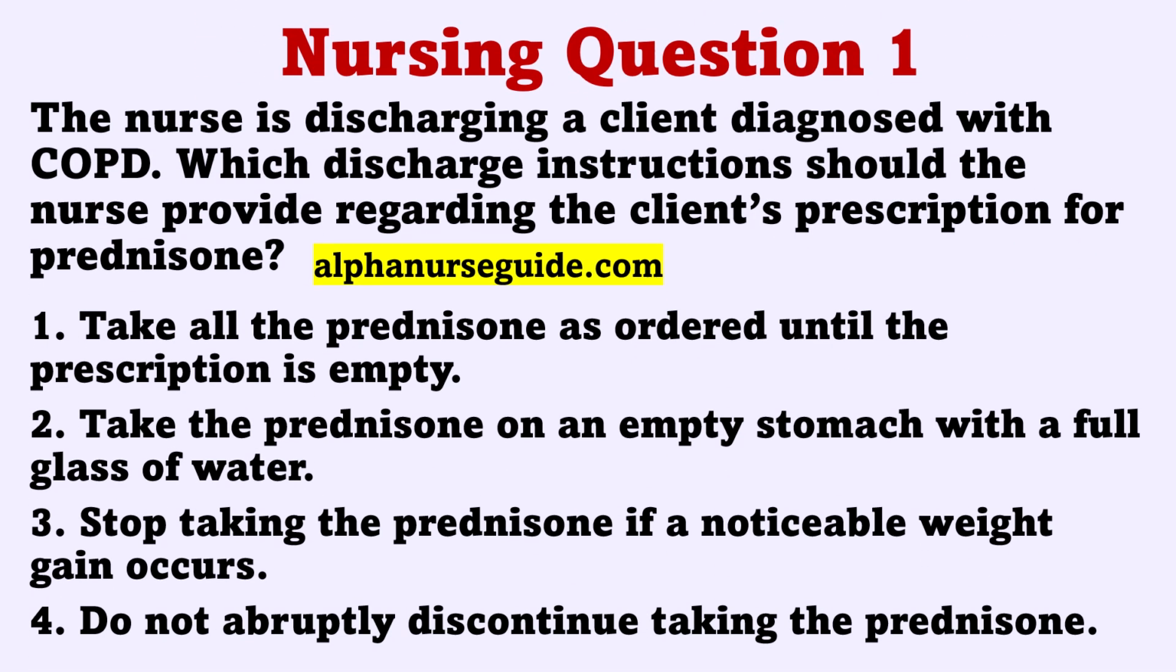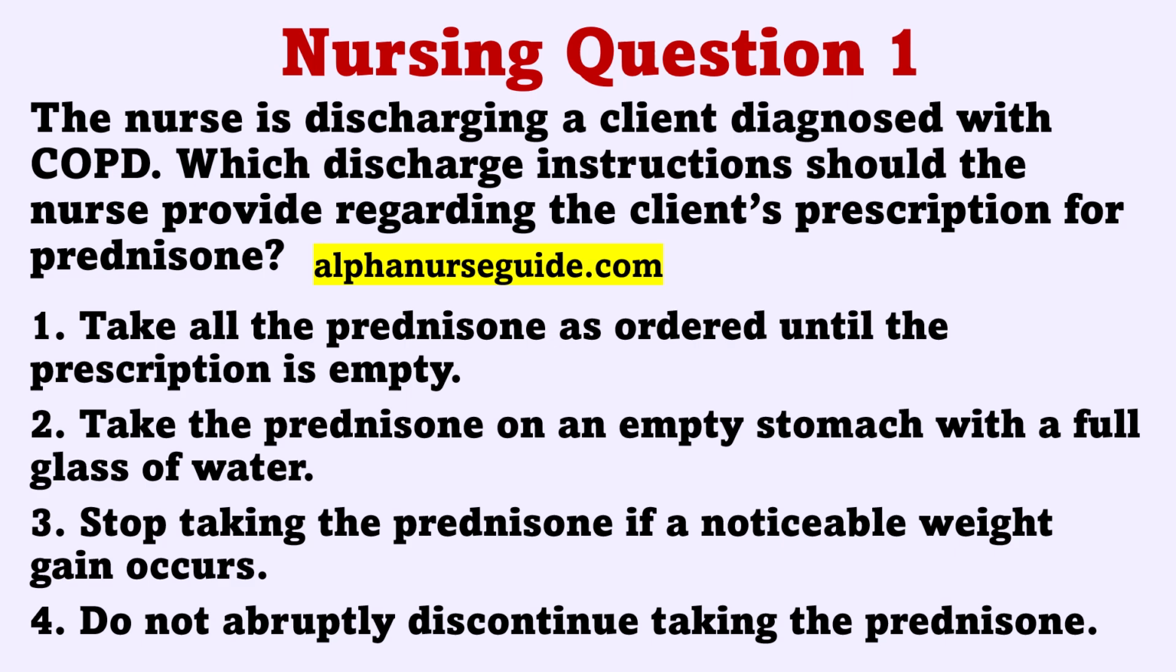The nurse is discharging a client diagnosed with COPD. Which discharge instructions should the nurse provide regarding the client's prescription for prednisone? 1. Take all the prednisone as ordered until the prescription is empty. 2. Take the prednisone on an empty stomach with a full glass of water. 3. Stop taking the prednisone if a noticeable weight gain occurs. 4. Do not abruptly discontinue taking the prednisone.